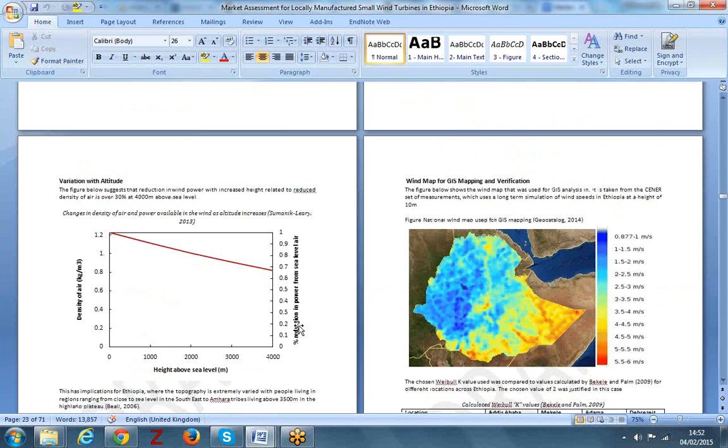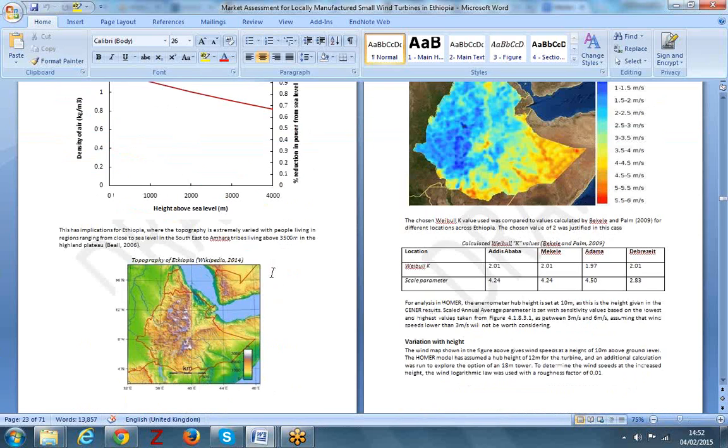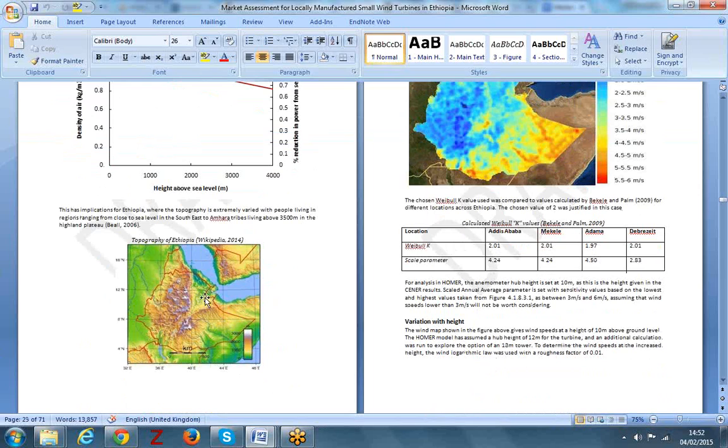Other things to consider is the altitude. John's graph here shows that as you go above sea level, the density of air decreases and there's a reduction in the power of the wind. And in Ethiopia that's particularly relevant because the country goes from underneath sea level in the depression here, the Danakil depression, up to about 3,500 meters. So important to take into consideration.